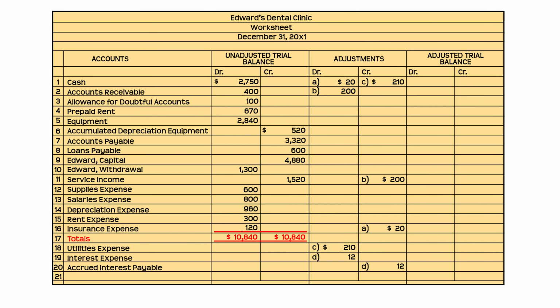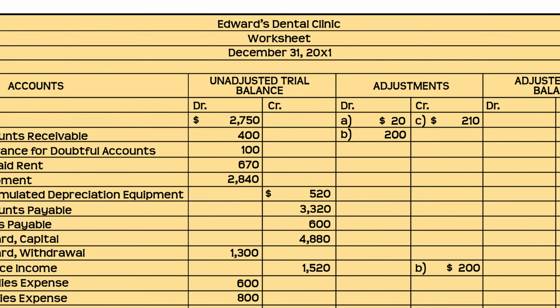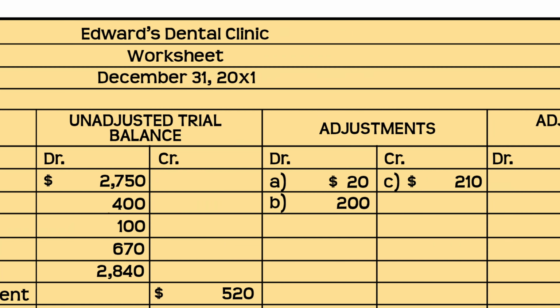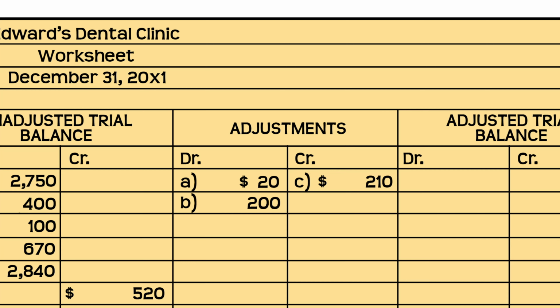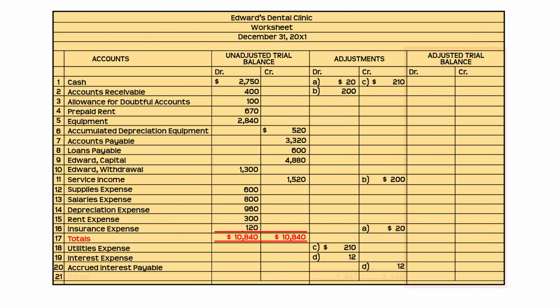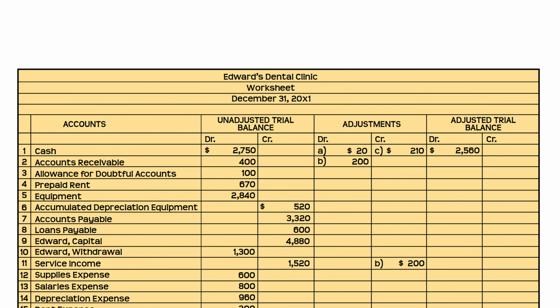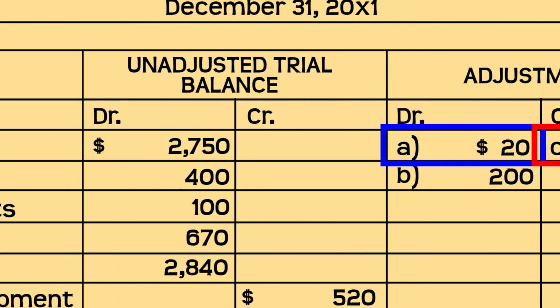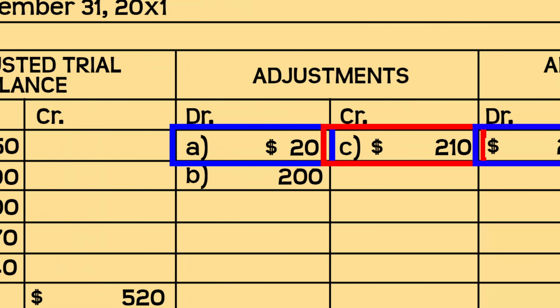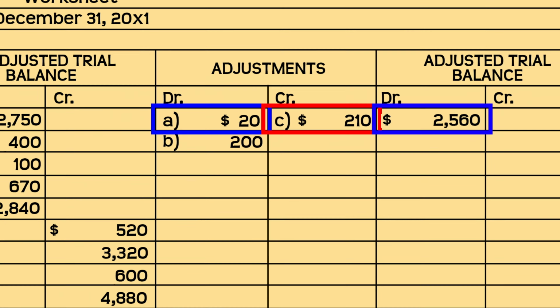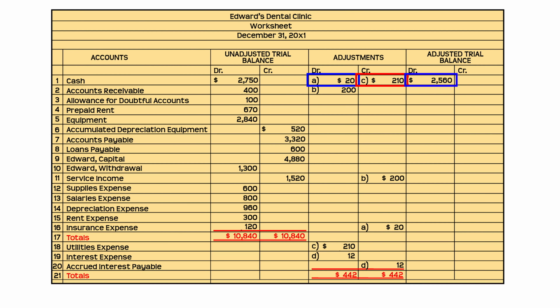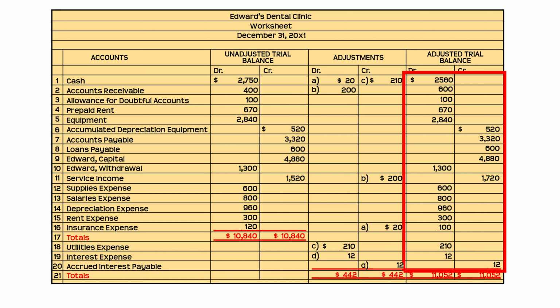The last step will include combining the amounts on the unadjusted trial balance and on the adjustments column, and extending it to the adjusted trial balance column. On the cash account, $2,750 plus the debit adjustment minus the credit adjustment equals $2,560. Following the rule stated earlier, we now extend the amounts to the adjusted trial balance.